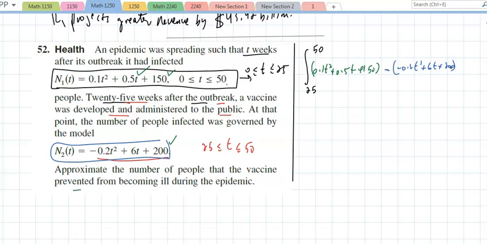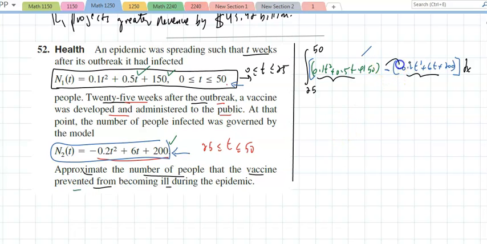So, instead of figuring out how many people would be infected in the last 25 weeks versus how many would have been infected and subtracting the two, I could do that in one shot. That's what integrals do. It'll find the total that would have been infected without the vaccine, and with the vaccine, and subtract the two, and that gives you how many people the vaccine actually prevented from being ill. And that's how they figure out all of these numbers nowadays.